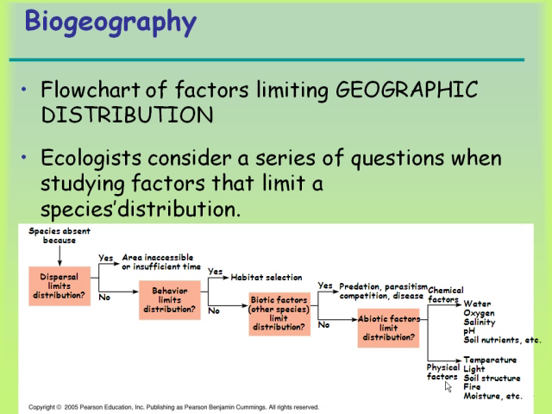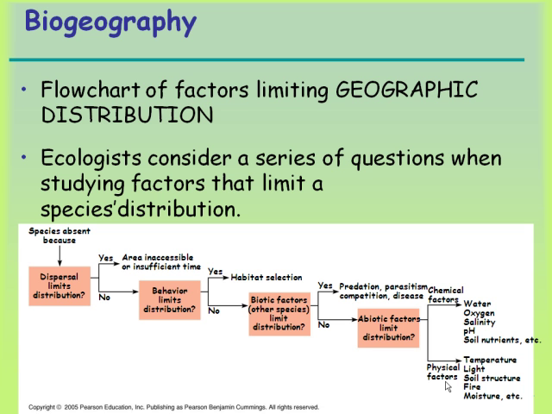This is a flow chart of factors limiting geographic distribution, with yes or no answers. Ecologists consider a series of questions when studying factors that limit a species' distribution, like the ones shown here. A species is absent, so why is it absent? Does dispersal limit distribution? Yes: the area is inaccessible or there has been insufficient time. No? Well then, let's look at behavior. Does behavior limit distribution? Yes: habitat selection. No? Well then it must be something else, such as biotic factors.